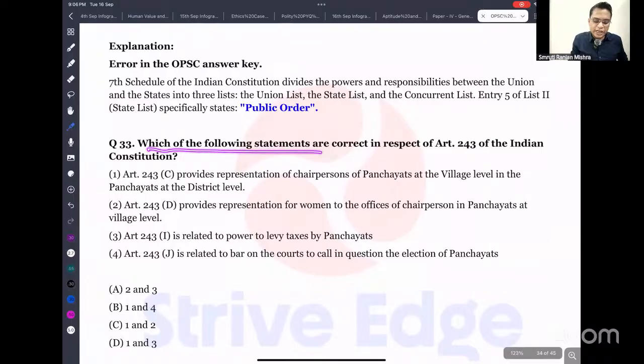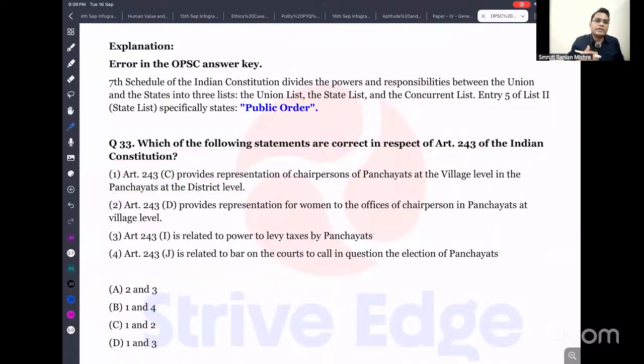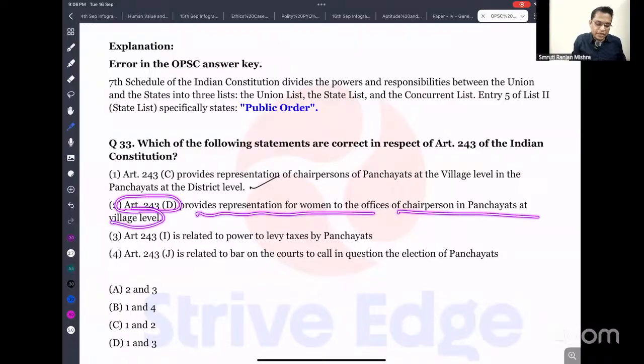Which of the following statements are correct regarding Article 243 of the Indian Constitution? 243C provides for representation of the chairperson of the panchayat at the village level in the panchayat at the district level. That means those who are chairpersons at the village level should be given representation at the district level. Yes, this point is right, so the first option is correct. Next, Article 243D provides representation of women to the office of chairperson in the panchayat at the village level. Yes, this is also correct. It is a very in-depth question; if you know it, you can answer it.